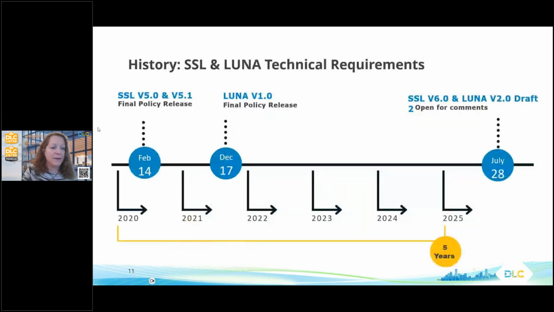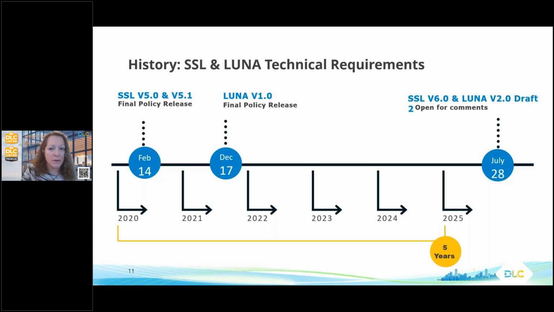As we stated in our Draft 1 webinar, it's been 5 years since our last major SSL policy update. In early 2020, SSL version 5.0 and version 5.1 focused on persistent energy savings, better product differentiation, improved lighting quality, and wider adoption of controls. And we released Luna version 1 in late 2021.